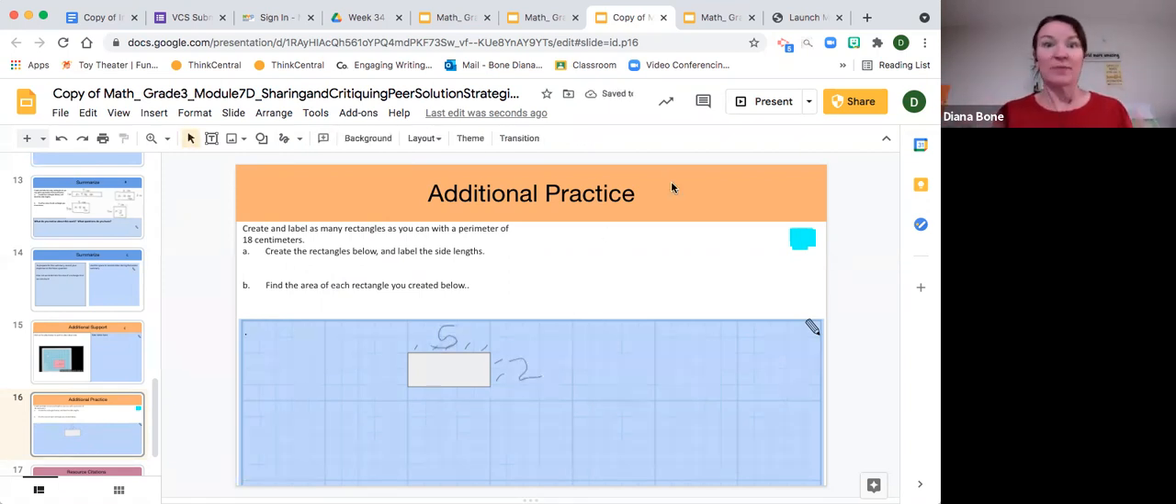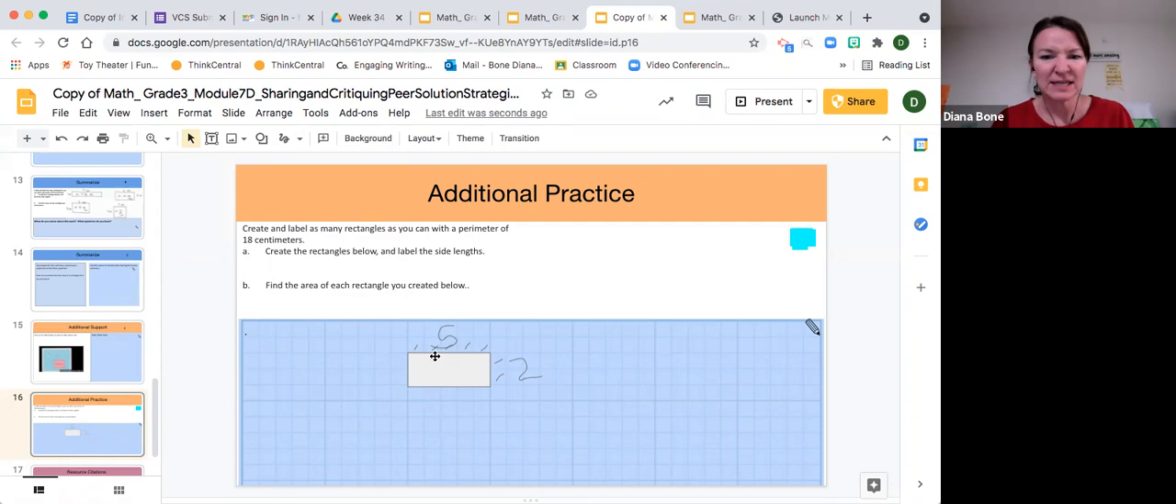If the top is 5, the bottom is going to be 5. If the right is 2, the left is going to be 2, right? So let me add it all together, and we should know how to do that by now. 5 plus 5 is 10, plus 2 is 12, plus 2 more. This perimeter is only 14.